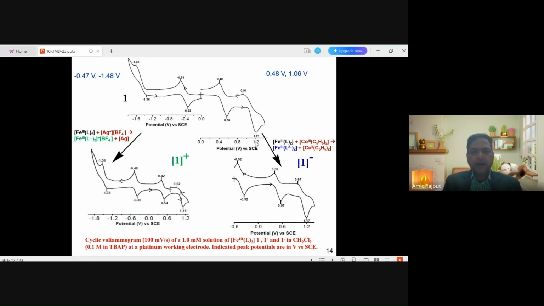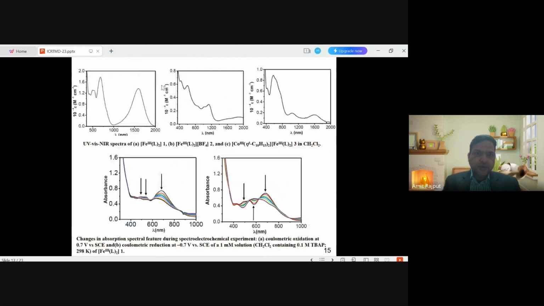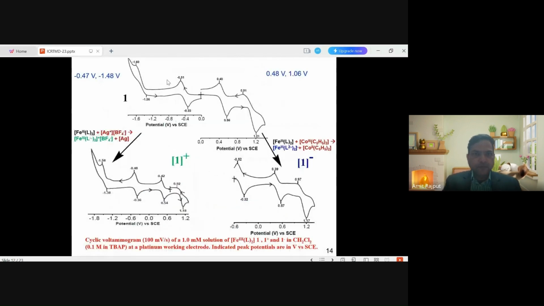Now, to check the redox behavior of this complex, I did cyclic voltammetry. It shows two oxidative responses at 0.48 volt and 1.06 volt, and reductive responses at minus 0.47 volt and minus 1.48 volt. With the help of cobaltocene, which is a reducing agent, I could isolate this one electron reduced species, because now you can see here, if I cut this complex here, there is a response.